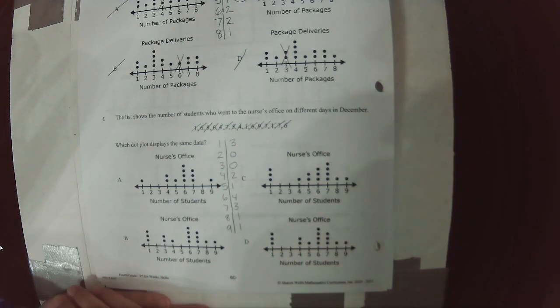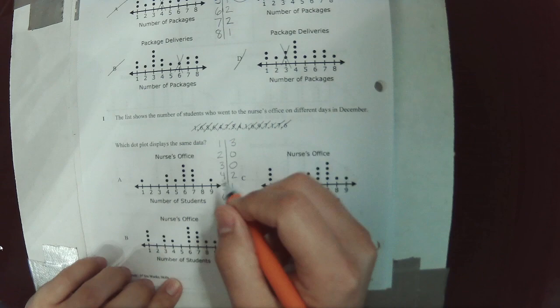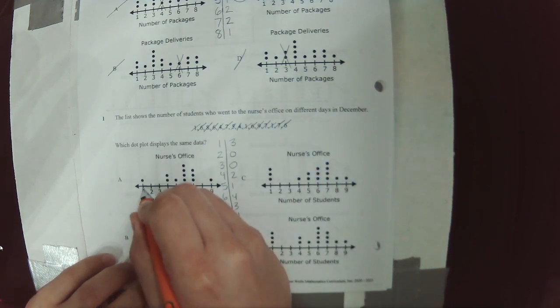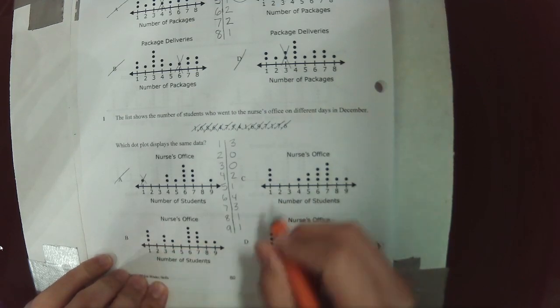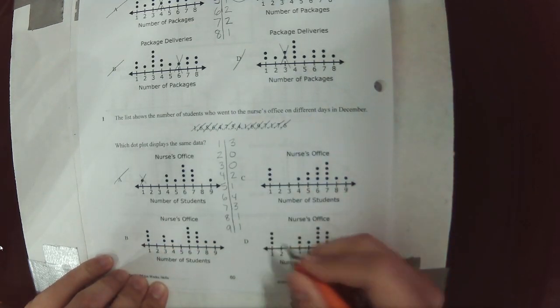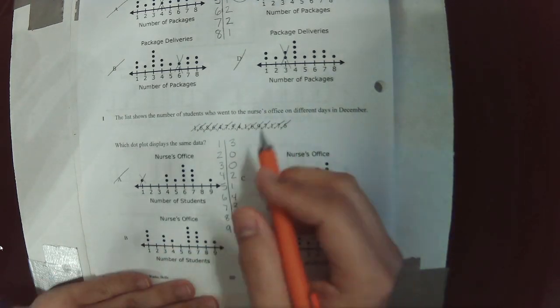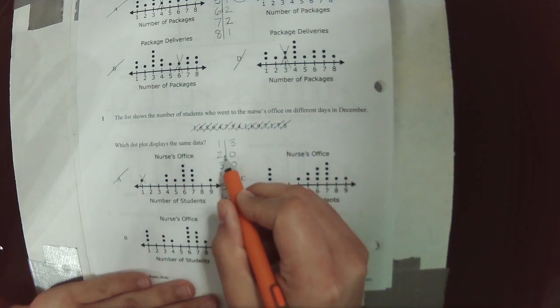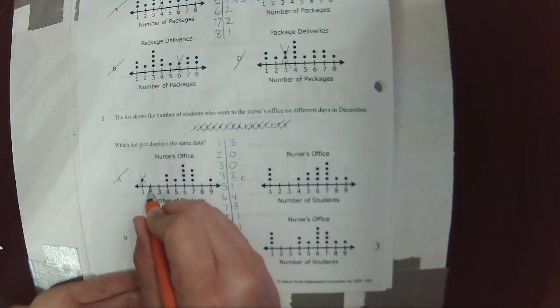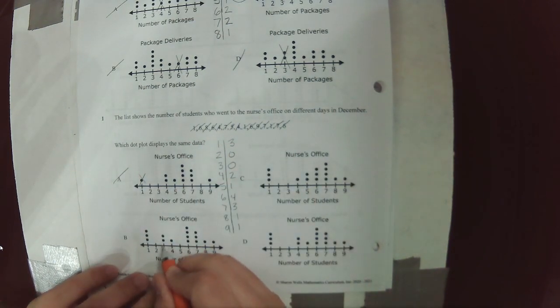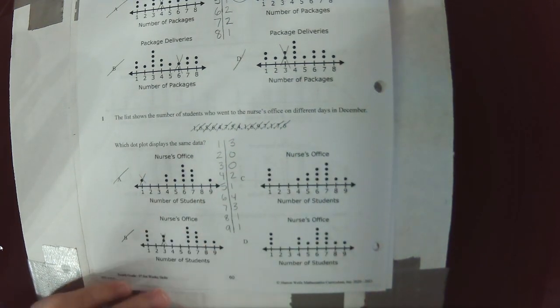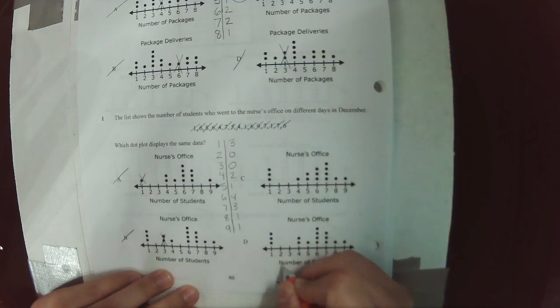Now we just have to look at the dot plots and see which ones have the correct numbers. Number 1 should have 3 dots. This one only has 1. This one has 3. This one has 3. This one has 3. The numbers 2 and 3 should both have 0 dots. That one we don't have to check. 0, but 3 has some dots.